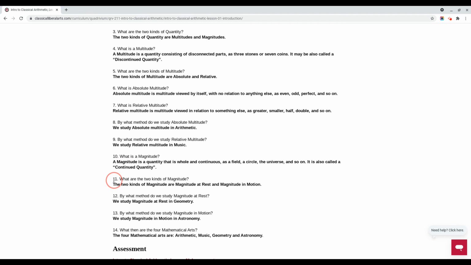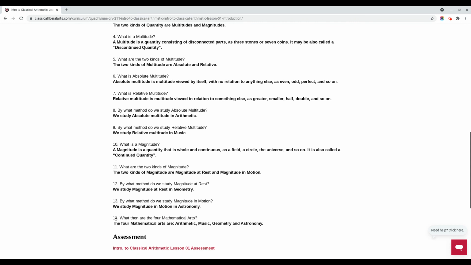Question 11, what are the two kinds of magnitude? The two kinds of magnitude are magnitude at rest and magnitude in motion. Question 12, by what method do we study magnitude at rest? We study magnitude at rest in geometry. Question 13, by what method do we study magnitude in motion? We study magnitude in motion in astronomy.